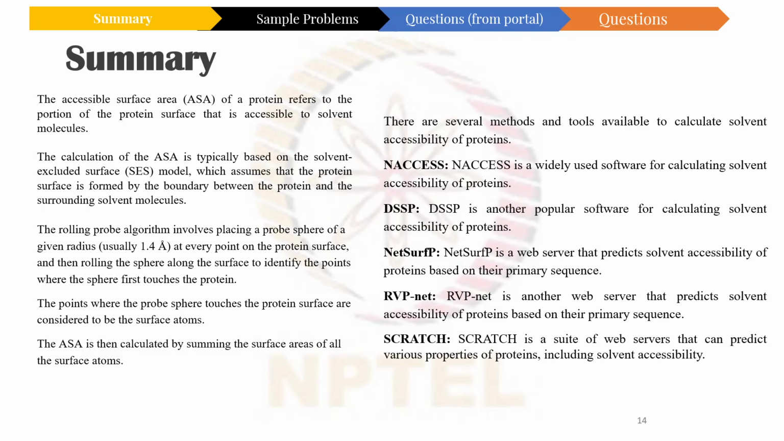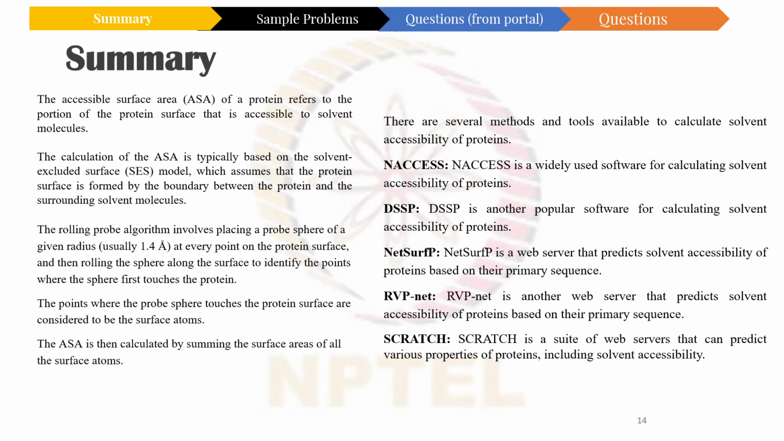Next is the NetSurfP, which uses a neural network model to predict the probability that each residue is solvent exposed or buried. And the output provides information about the predicted solvent accessibility of each residue. Next is RVP-Net, where RVP-Net uses a recurrent neural network model to predict the probability that each residue is solvent exposed or buried. The output provides information about the predicted solvent accessibility of each residue in the protein.